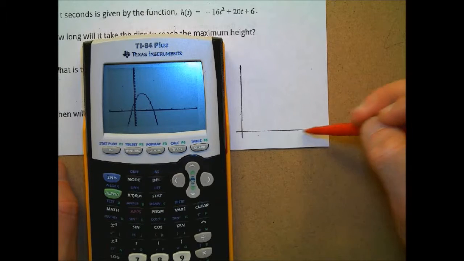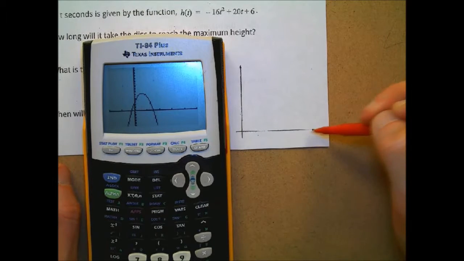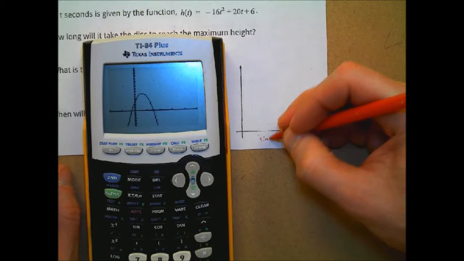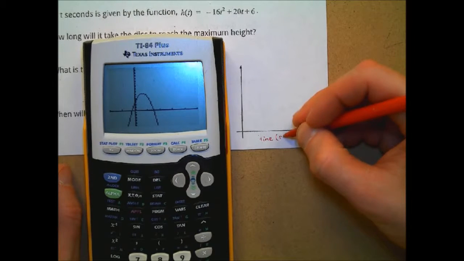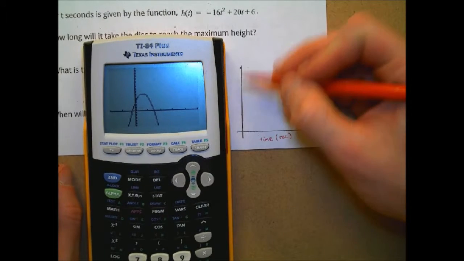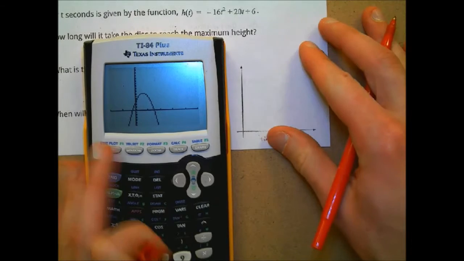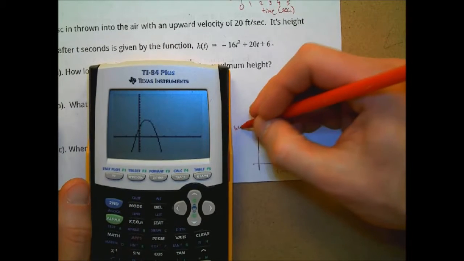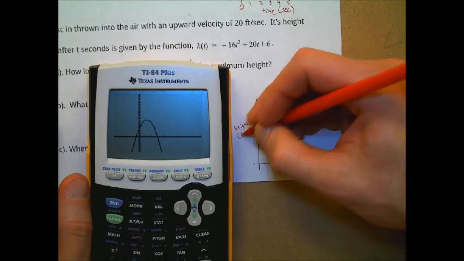What's the label for this? Time in seconds. Okay, and what's the y-axis label going to be? Height in feet. Very good. Okay.